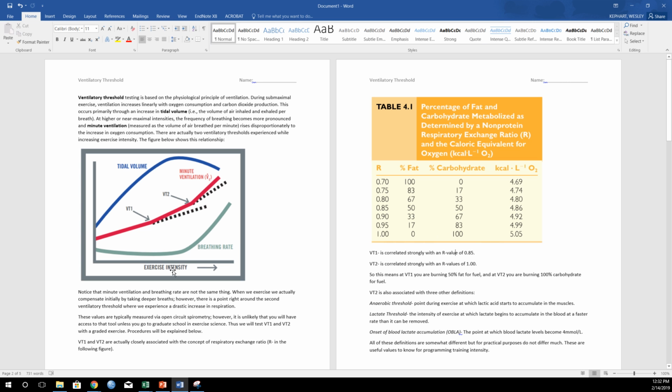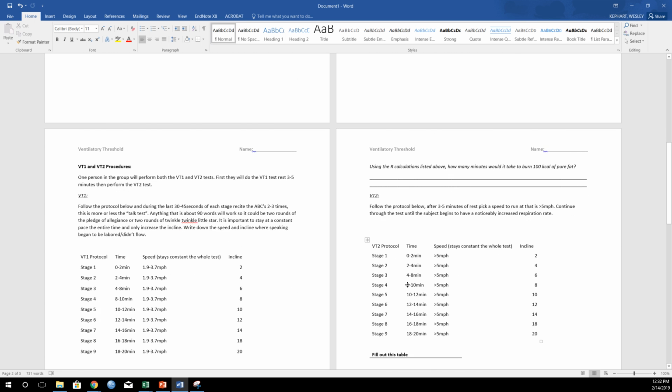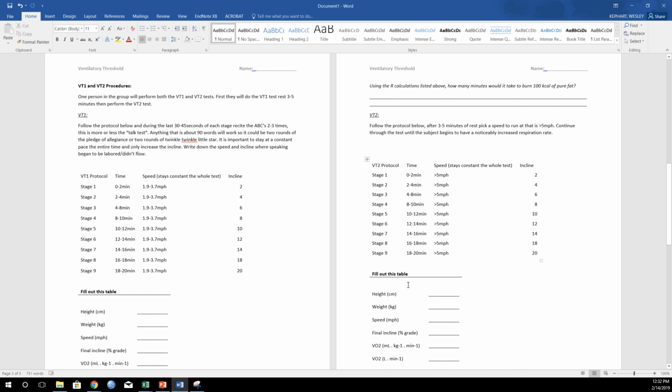Then after we figure out that number, for ventilatory threshold 2, we're going to do a separate bout where you're going to be running, and once you start to hyperventilate, we're going to write that down as your second ventilatory threshold, at which you're burning 100% carbohydrate. So let's start looking at what you're actually going to have to do for lab today.